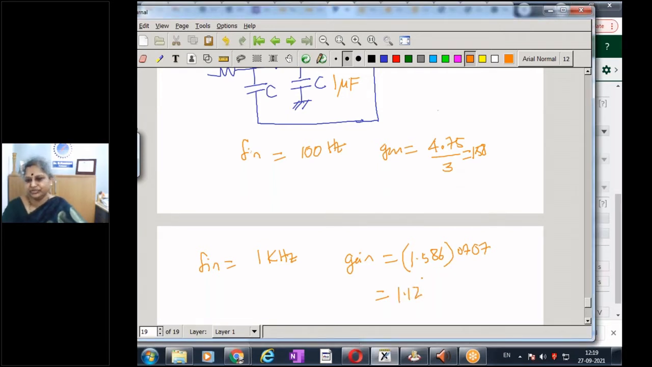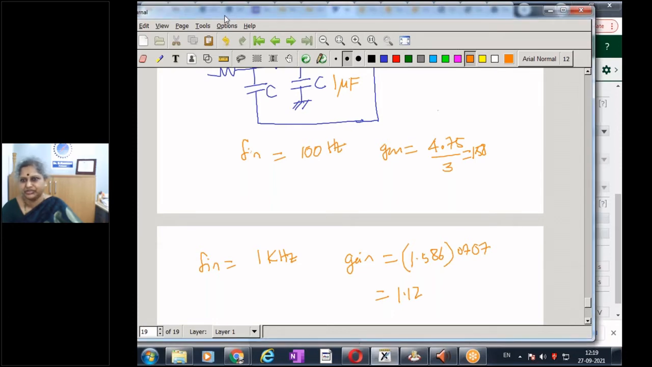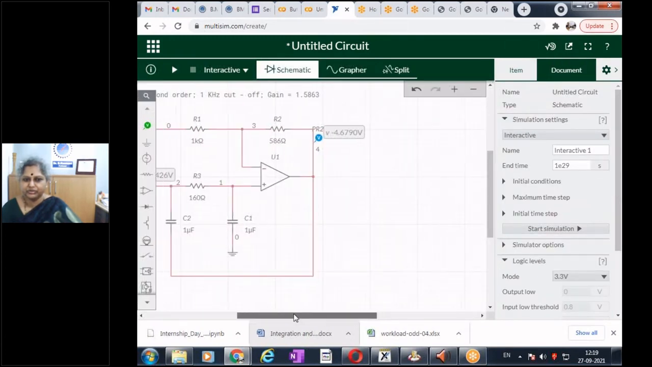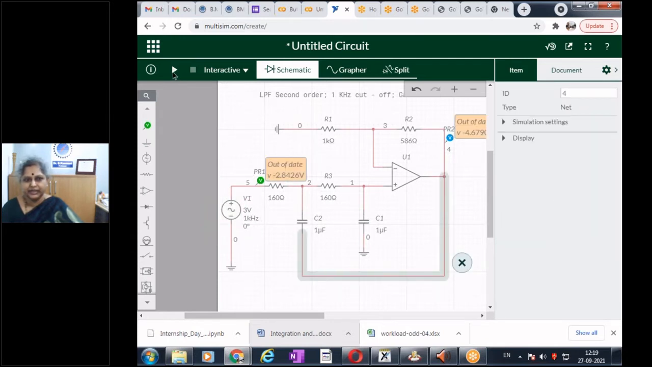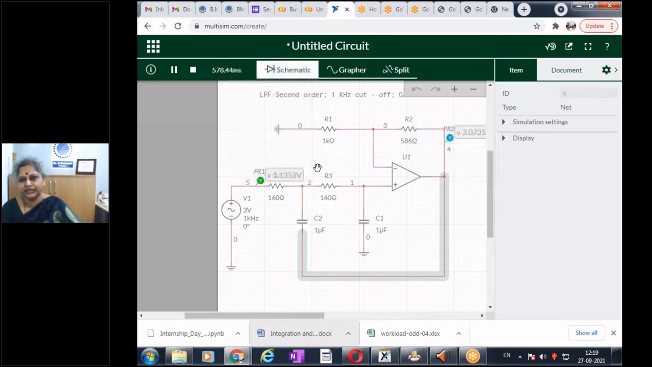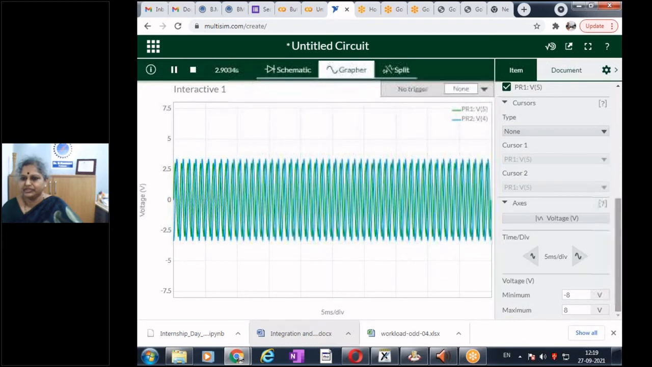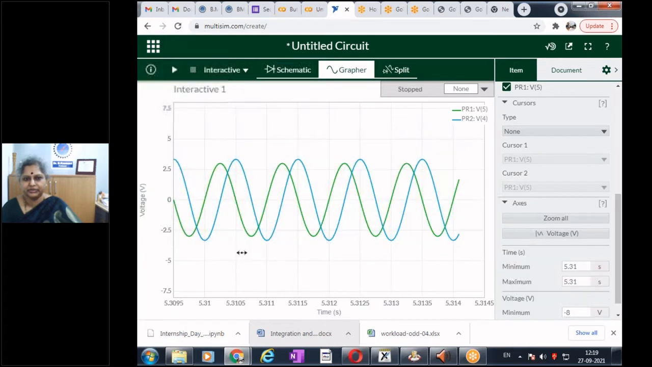So let us check whether this is what we are getting. Let us change our input frequency to 1 kilohertz, and let us see what is the output and what's the gain we are getting. Yes, so let's go back to our circuit. Let us give a frequency of 1 kilohertz. I change my frequency to 1K, and let us run the circuit. So I'm supposed to be getting a gain of 1.1. Since I've increased the frequency, the waveform is compressed, so let me expand it.